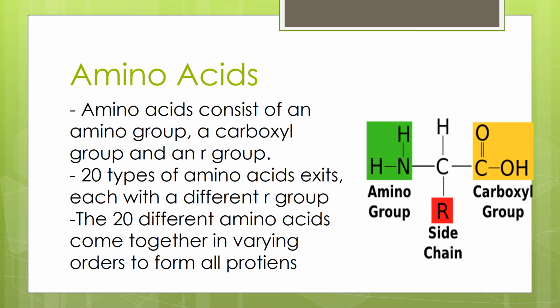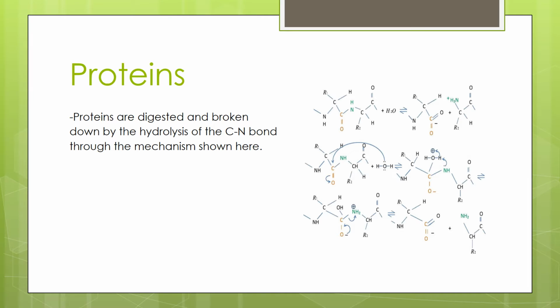20 types of amino acids exist, and each has a different R group. The 20 different amino acids come together in varying orders to form all of the proteins. Proteins are digested and broken down by the hydrolysis of the carbon-nitrogen bond, through the mechanism shown here.